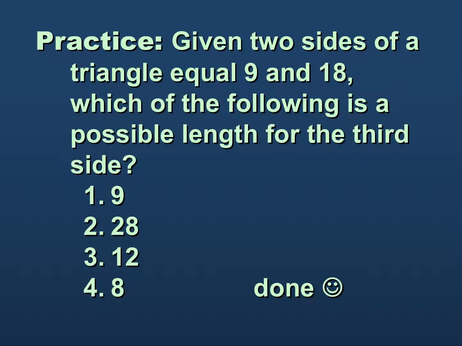Let's try one more. Given two sides of a triangle that are equal to 9 and 18, which of the following is a possible length for the third side? So remember, it needs to be more than the difference, but less than the sum. The difference between 9 and 18 is 9. So it needs to be more than 9, which crosses out option 1 and 2. However, it needs to be less than the sum. So 18 plus 9 is 27. So the only thing that's less than 27 but greater than 9 is going to be option 3, which was 12. All right, go ahead and try some problems on your own.